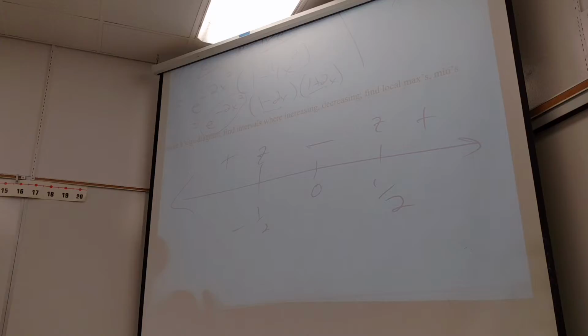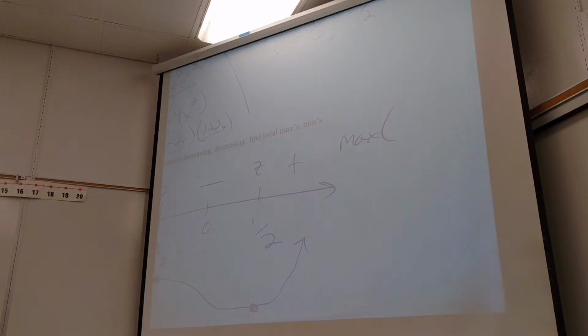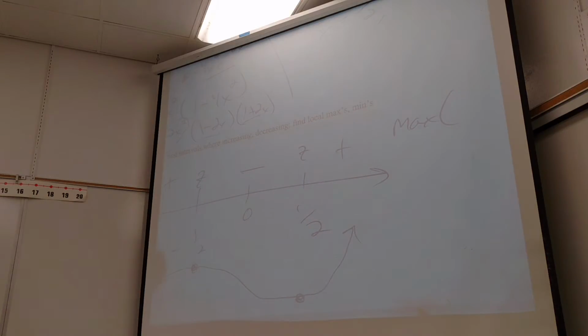So it looks like it's increasing, then it's flat, then it's decreasing, then it's flat, and then it's increasing again. I overstated the flatness there, but who cares? This is definitely going to be a max, and this is going to be a min. So where's the max at? It's going to be negative 1/2 comma something. That's where your calculator comes in handy, because I can't plug a negative 1/2 in easily. And I'm okay with that.